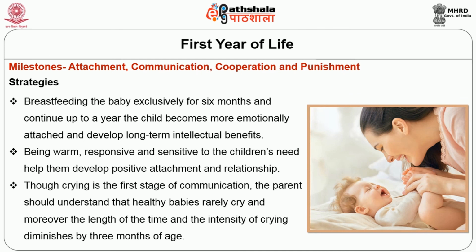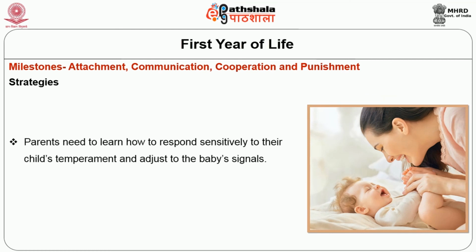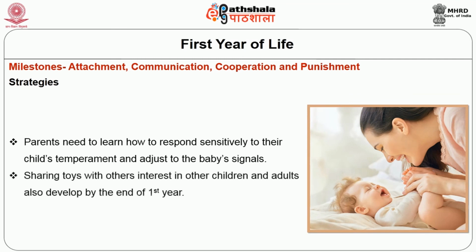Though crying is the first stage of communication, the parent should understand that healthy babies rarely cry, and moreover, the length of the time and the intensity of the crying diminishes by 3 months of age. And the fourth strategy is that the parent needs to learn how to respond sensitively to their child's temperament and adjust to the baby's signals. Then, sharing toys with others and interest in other children and adults also develop by the end of the first year, wherein the caretaker has to look into it.